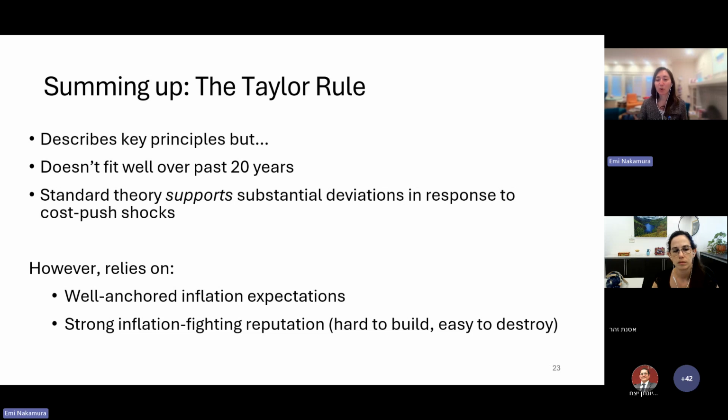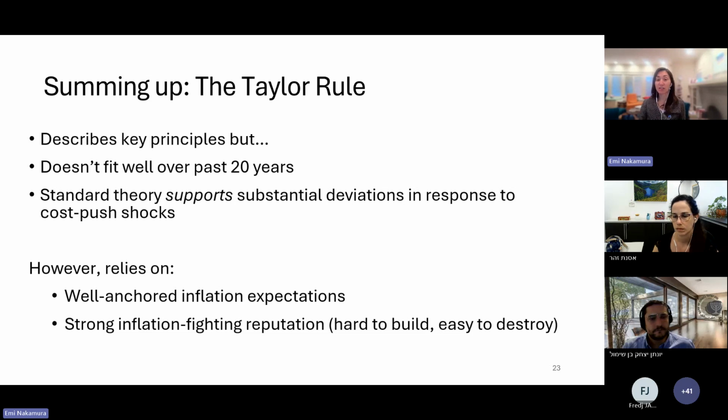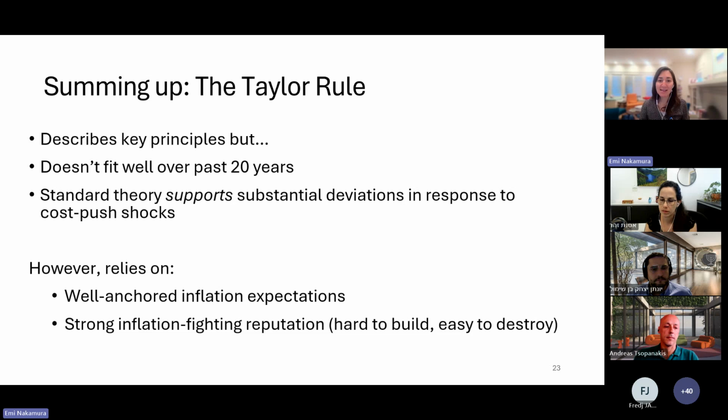But it's important to acknowledge that the theory that we're relying on, which is analyzing the consequences of monetary policy with commitment, assumes implicitly well-anchored inflation expectations and that the central bank has a very strong inflation-fighting reputation. So one of the rules that I talked about assumed that people believed that the Fed would respond aggressively, for example, to non-fundamental shocks to inflation. And so these are really important assumptions.